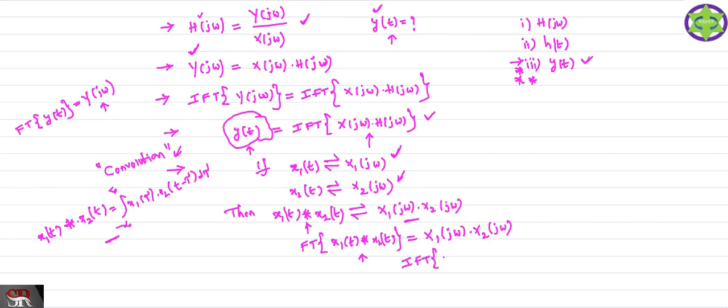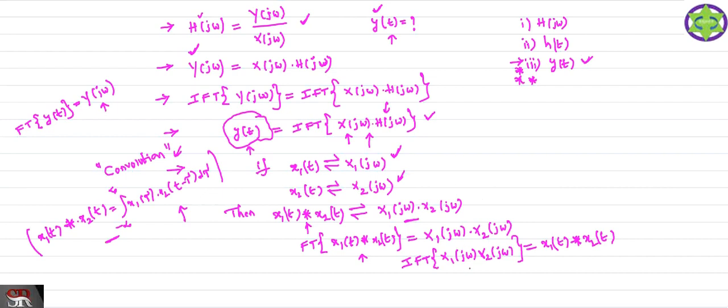Now what is the inverse Fourier transform of your signals x1 of j omega and x2 of j omega? Let us observe clearly. It is nothing but x1 of t convolved with x2 of t. The formula for finding the convolution of the two signals is already written here. Here your output y of t is the inverse Fourier transform of x of j omega and h of j omega.